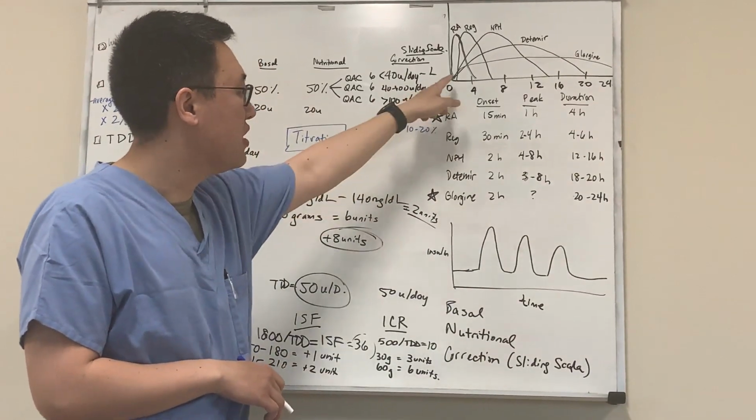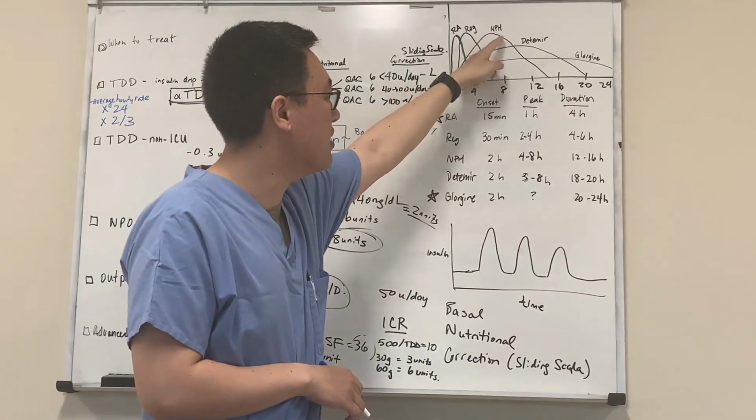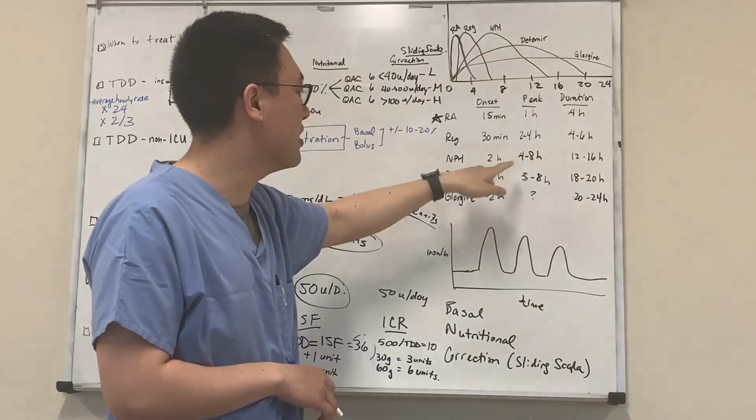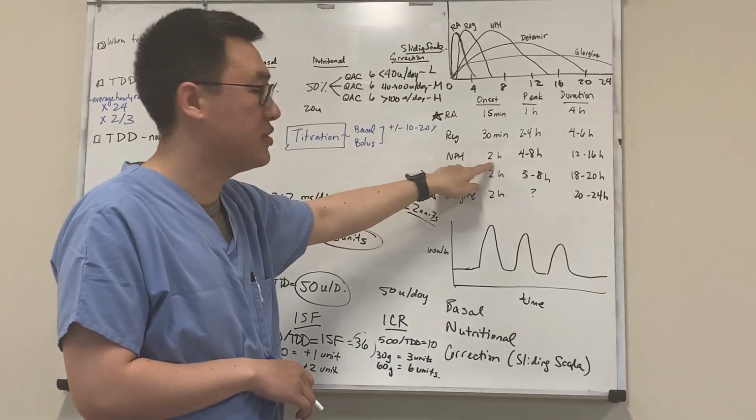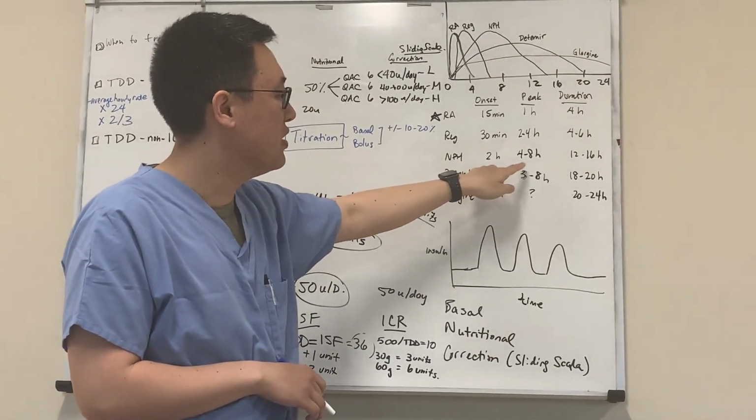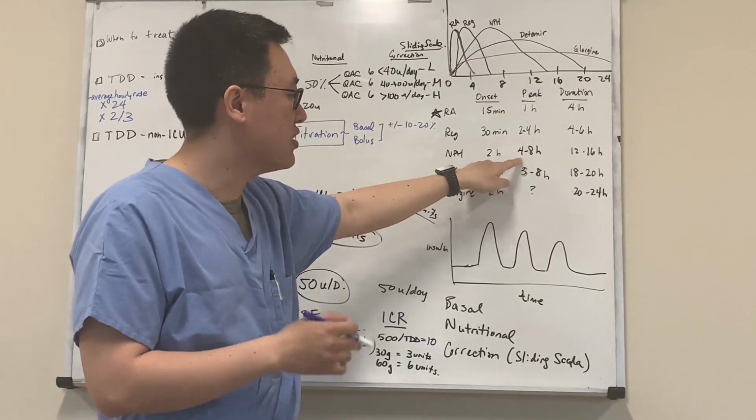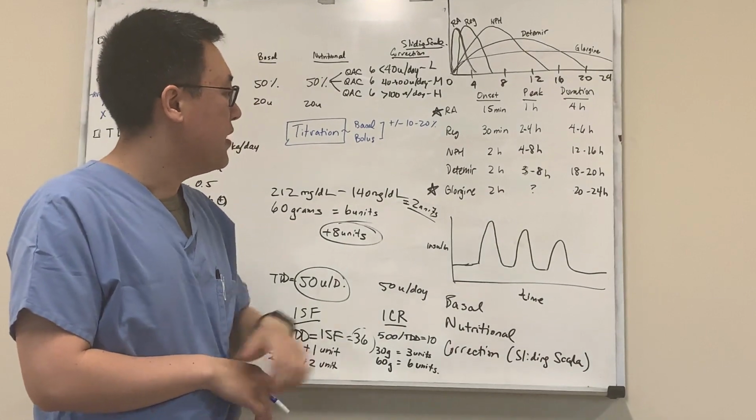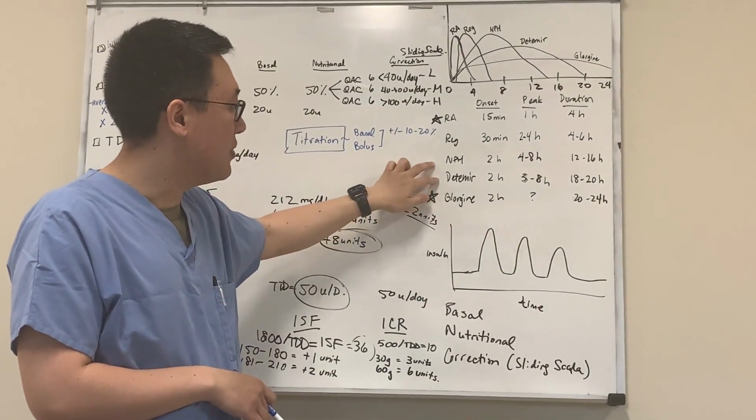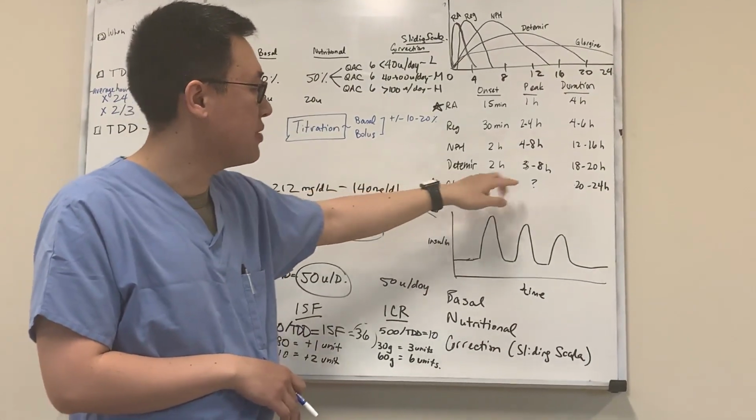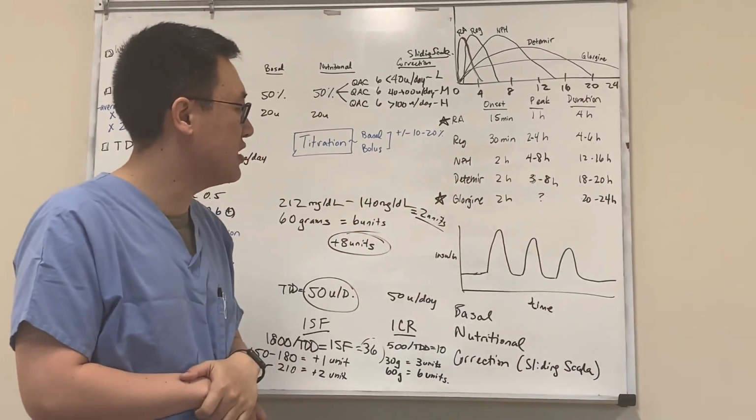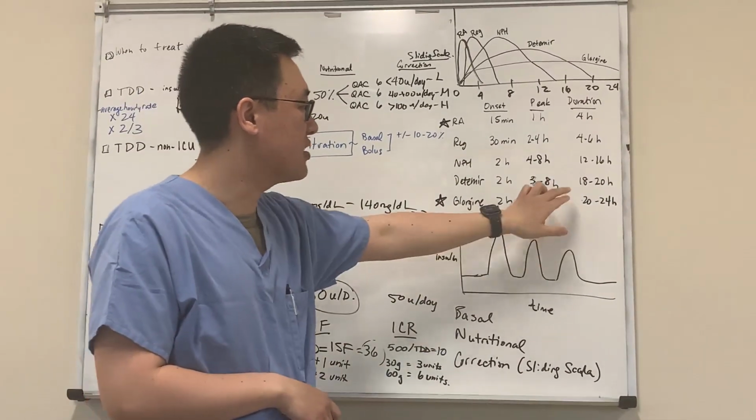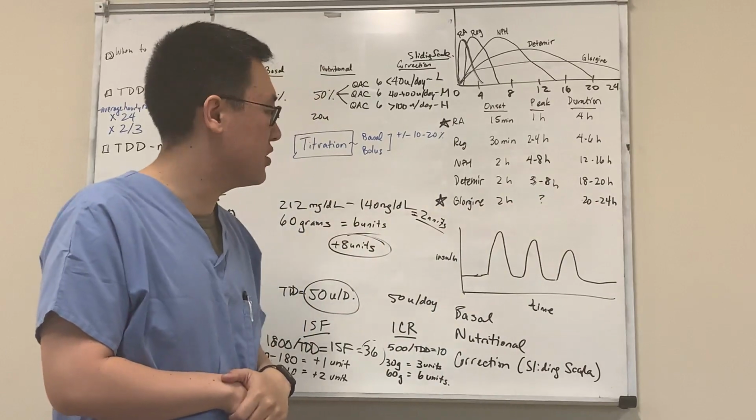NPH, as you can see on this curve here, still has a peak. It takes about 2 hours to take onset of action. It has a peak at about 4 to 8 hours and a duration maybe about 12 to 16 hours on average. Insulin Detemir also takes about 2 hours to take effect, peaks maybe 3 to 8 hours-ish, and seems to last about 18-20 hours on average.